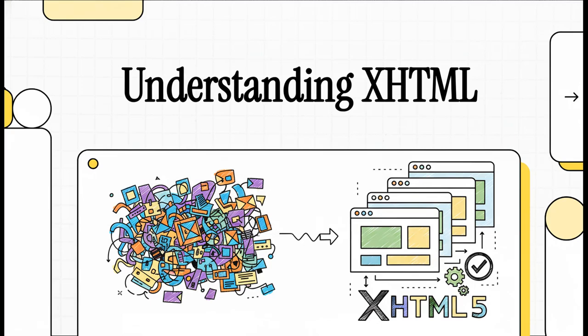Have you ever wondered how the internet went from being this chaotic jumble of websites to the pretty reliable, functional space that we all use every day? Well, a huge piece of that puzzle is an idea called XHTML. And today we're going to explore what it is, and maybe more importantly, the powerful concept that it represents.